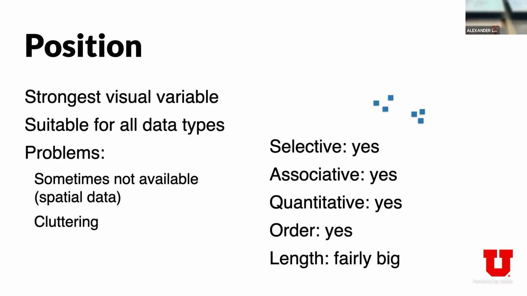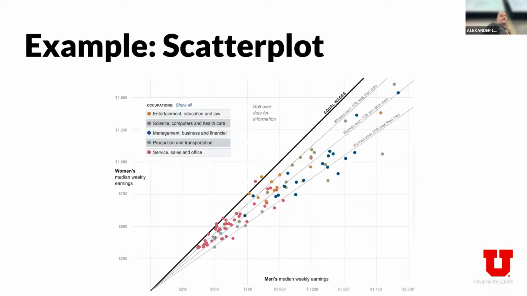And the other thing that can happen is it can lead to cluttering. So for example, if I have a scatterplot and some regions of the scatterplot are super dense, then I get a lot of overplotting, right? And so I have to do something smarter about this when I want to use positioning. And so our traditional example for positional encoding is of course the scatterplot. This here is a scatterplot that also shows you some lines that show you how far this is from equality. This is men's median weekly earnings on the x-axis versus women's median weekly earnings on the y-axis.